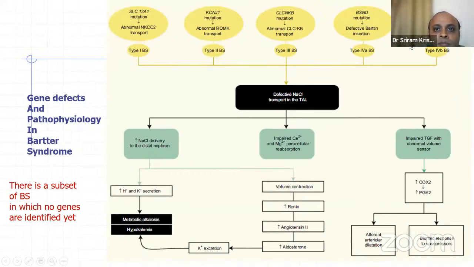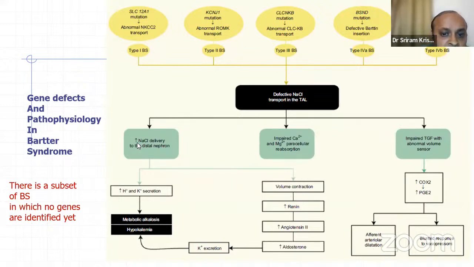So irrespective of the type of the mutation, whether it is type 1, type 2, type 3, 4A, or 4B, ultimately what leads is that there is defective sodium chloride transport in the TAL. This leads to increased sodium chloride delivery to the distal nephron. It also leads to impaired calcium and magnesium paracellular reabsorption, which is mediated, for example, through the claudins. And there is impaired tubuloglomerular feedback with abnormal volume sensing. And this ultimately leads to an increase in prostaglandin synthesis and afferent arteriolar dilatation.